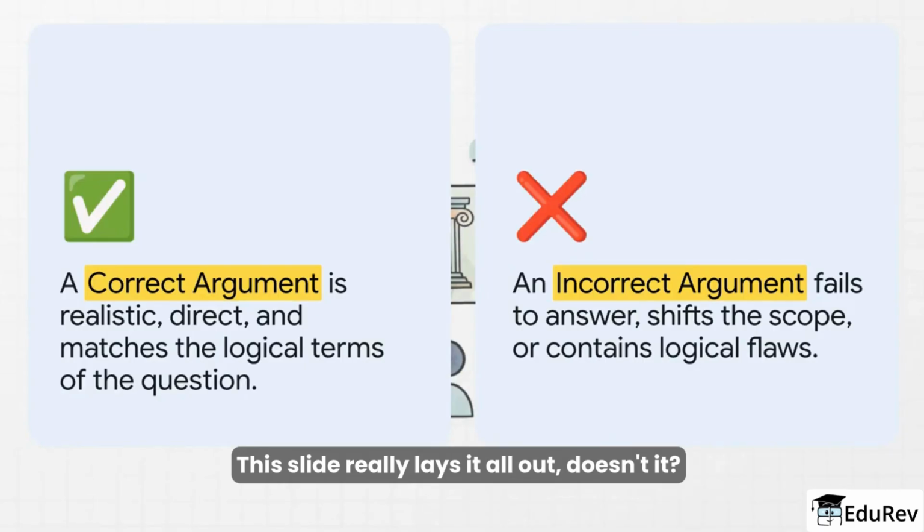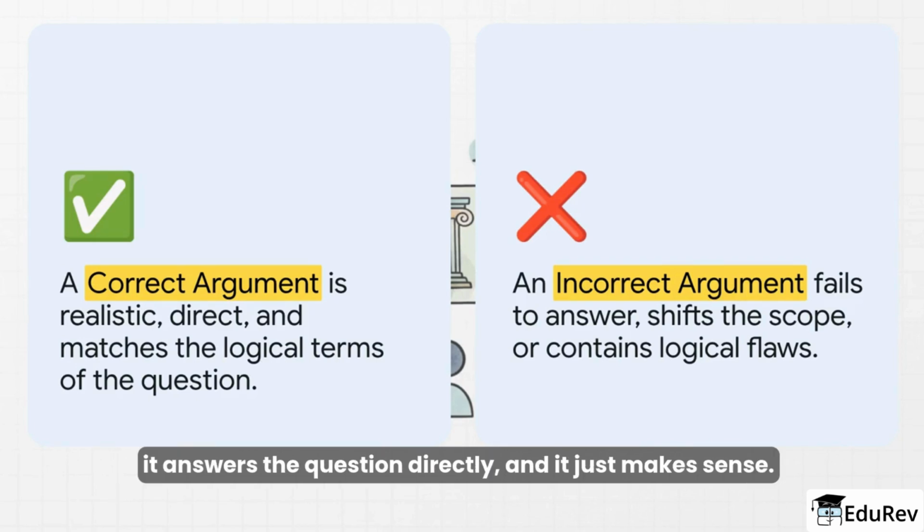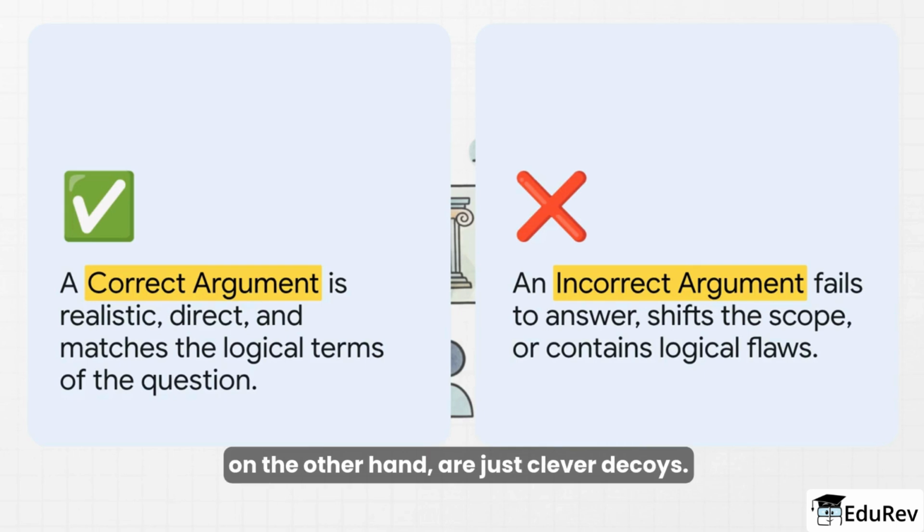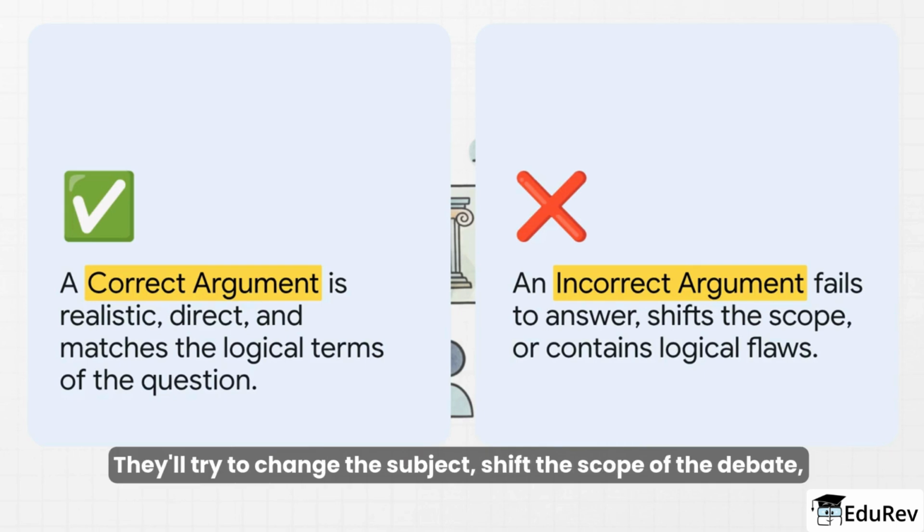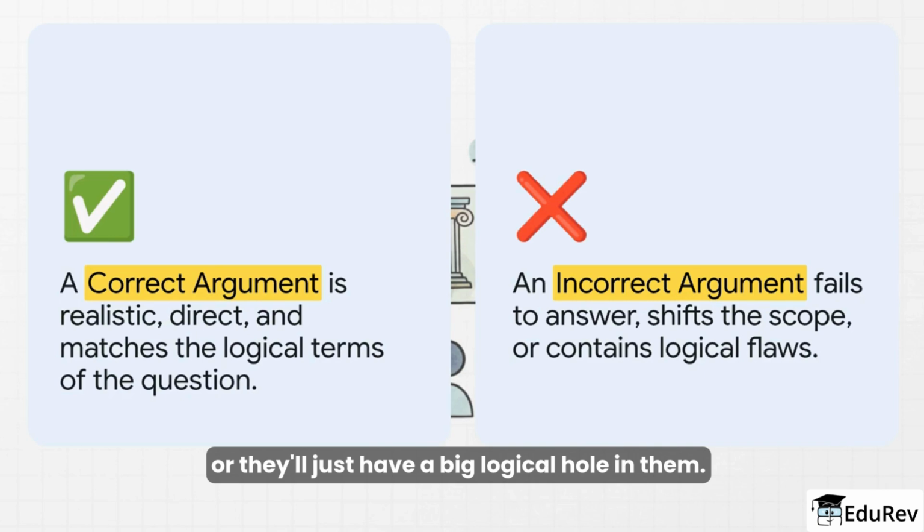This slide really lays it all out, doesn't it? A winning argument does 3 things perfectly. It matches the logical terms of the question, it answers the question directly, and it just makes sense. The incorrect arguments, on the other hand, are just clever decoys. They'll try to change the subject, shift the scope of the debate, or they'll just have a big logical hole in them. Our mission is to become expert decoy spotters.